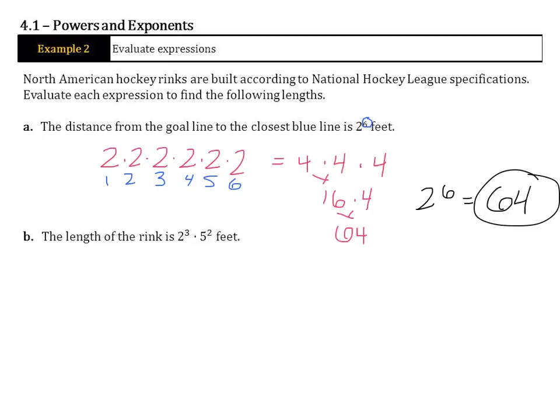One common mistake with exponent notation is sometimes we look at 2 to the 6th and say, all right, that is 2 times 6, which is 12. That's wrong. It's repeated multiplication and needs to be written as such.